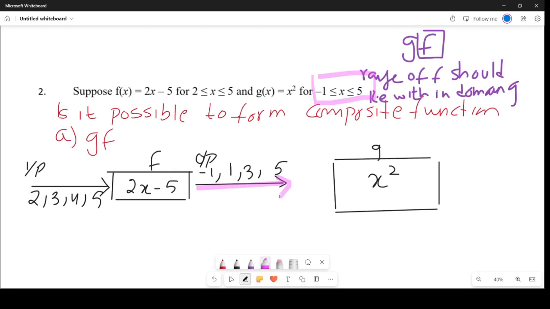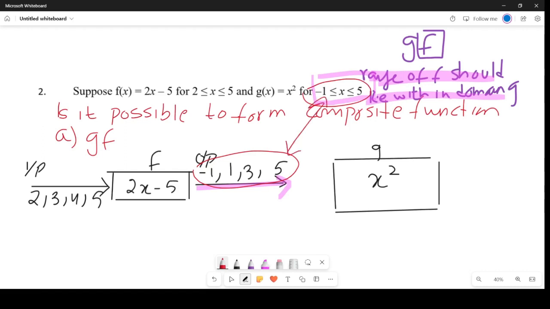Let's just go over this again. The range of f, what was the range of f? This was the range of f. It should lie within the domain of g. And what's the domain of g? This. Since these are exactly the same, the composite function is possible. So it is possible to form the composition gf. All right? Is that understood? Yes, miss.